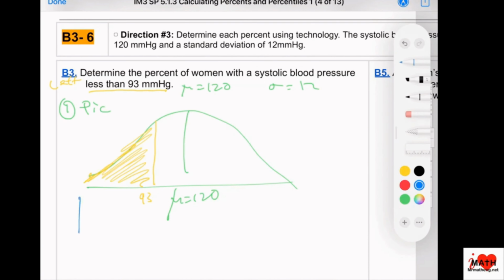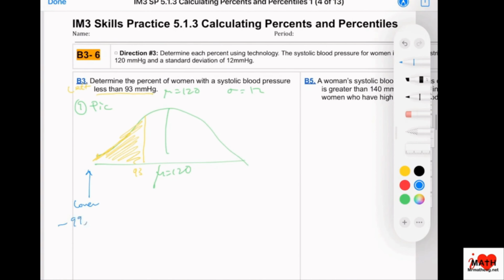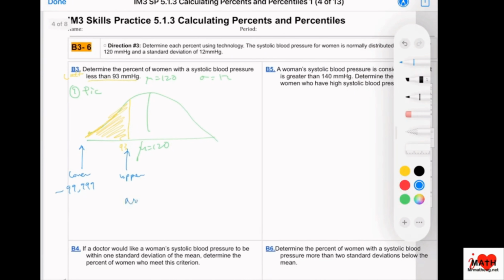To get a calculator command, this is my lower bound, something like negative 9,999, and this is my upper. So again, the calculator command is going to be norm CDF, and this is where my plums is. My lower is negative 99,999. My upper is 93, comma, my mean is 120, and my standard deviation is 12. So there's my calculator command.